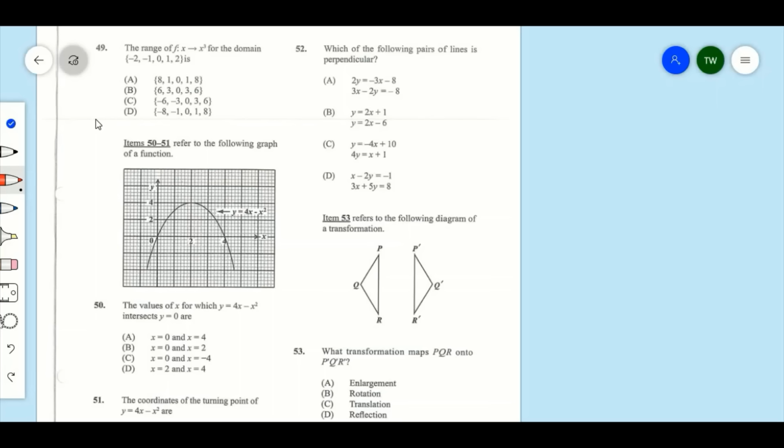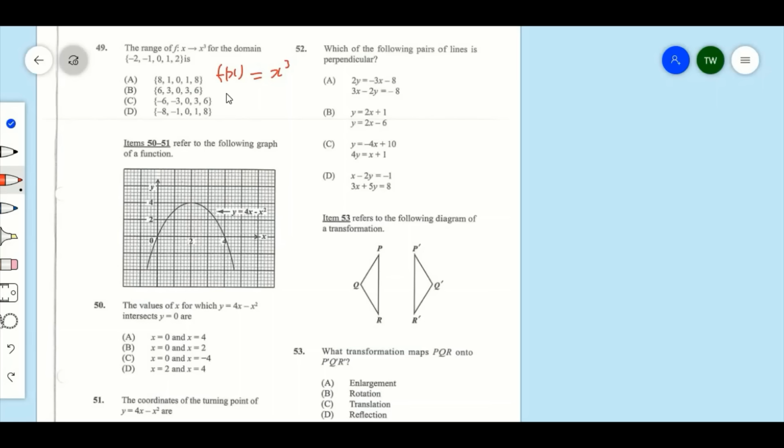Item 49, the range of f of x maps onto x cubed for the domain -2, -1, 0, 1, 2 is. Now the first thing we can do is to rewrite this question as a function. So as a function, this is just f of x is equal to x cubed. Now what we're going to do is sub all of the values of the domain into the function and calculate, and it will give us the corresponding y value.